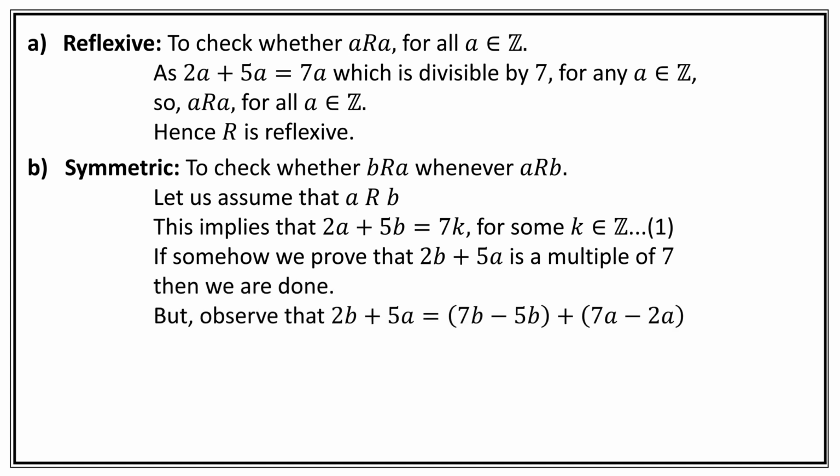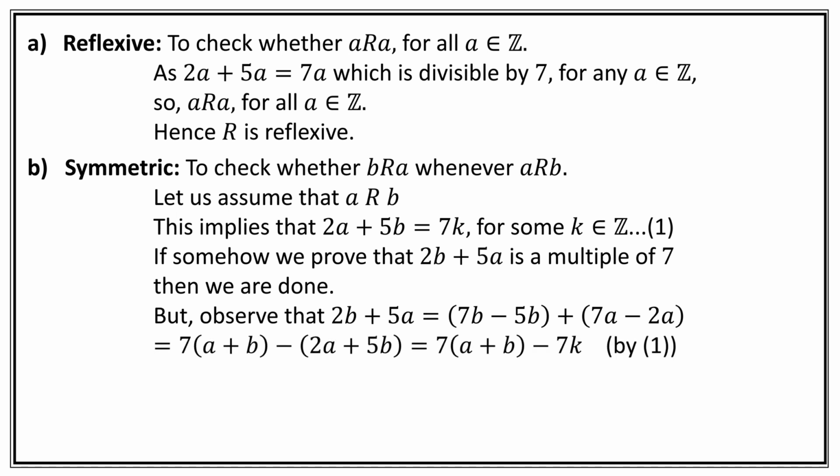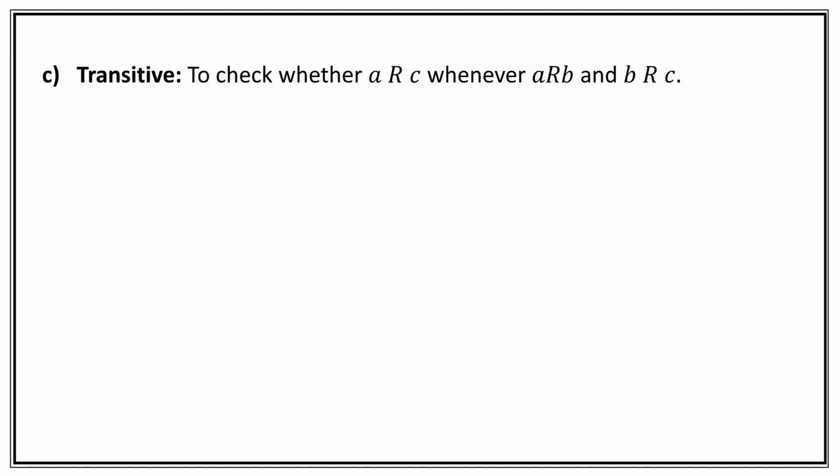But observe that 2b plus 5a can be written in this way, which can be simplified further in this way. And we can observe that it is, yes, a multiple of 7. This proves that b is related to a, which implies R is symmetric. Now, the third and last property is transitivity.